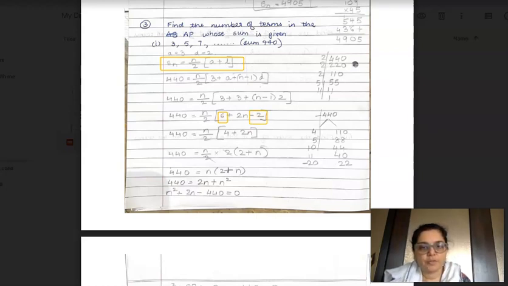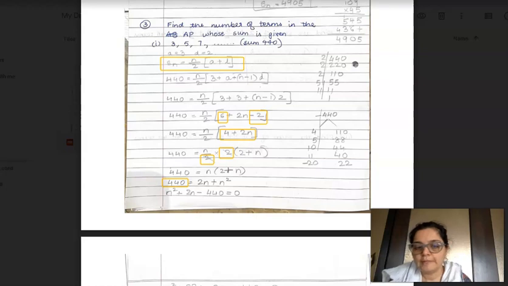Then I open the bracket. I have pulled out a 2 common from this so that I am able to get rid of the denominator and cancel it. Then I open the bracket and I land up in a quadratic. Now I am keeping the n positive. So I'm assuming this 450 shifts to the right hand side. Right now the 440 is on the left hand side. It would shift to the right hand side and it would become a minus 440.